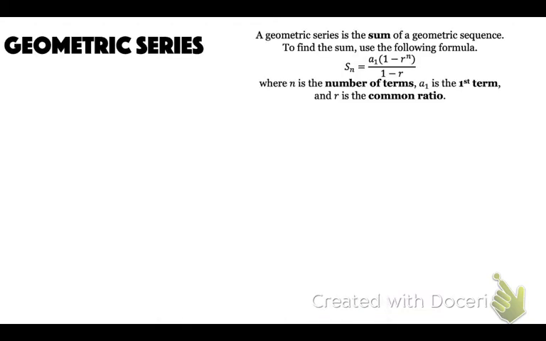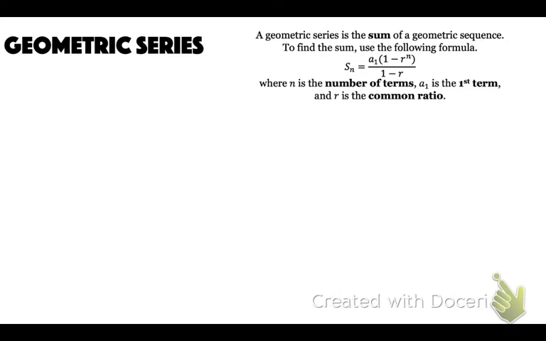Okay, so geometric series. So we've talked about what a geometric sequence is. It's where we're multiplying, right? And so this is how we find the sum of a geometric series without having to add the whole thing up, okay? So S sub n is equal to a sub 1 times 1 minus r to the nth power all over 1 minus r. Write that down, okay? n is the number of terms, a sub 1 is the first term, and r is the common ratio.